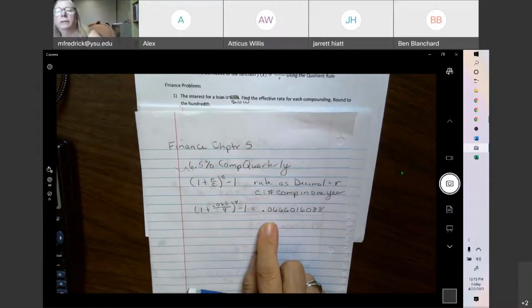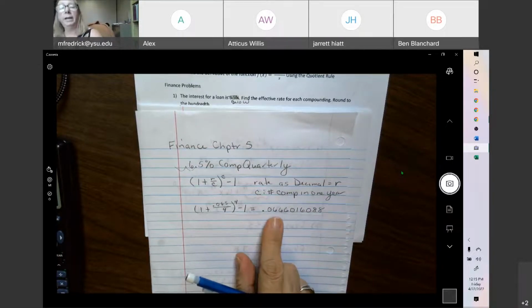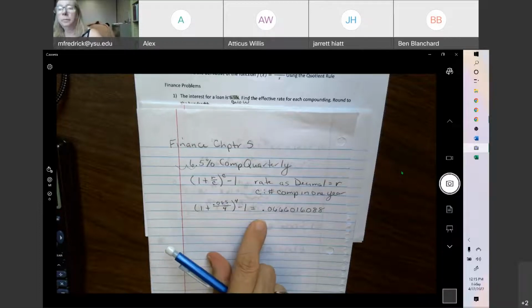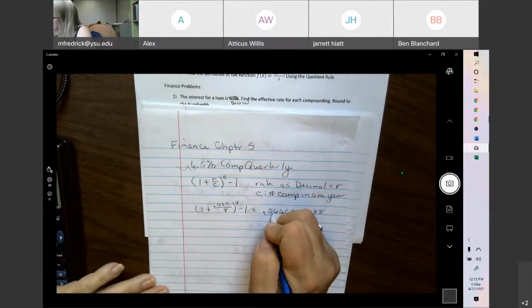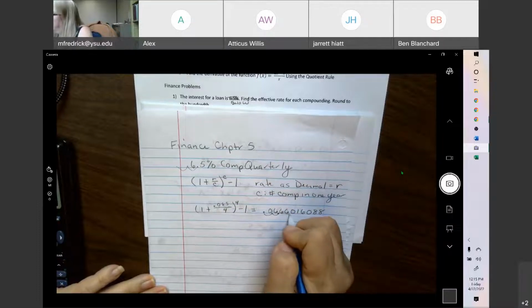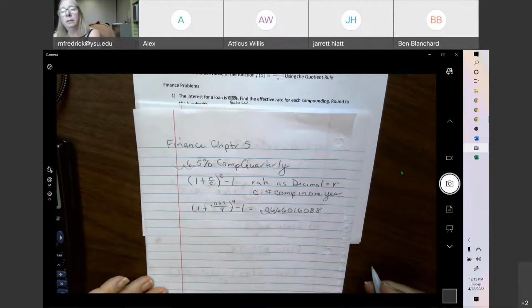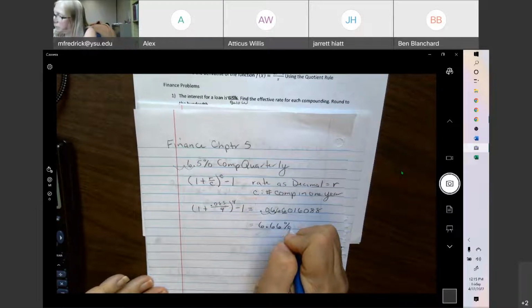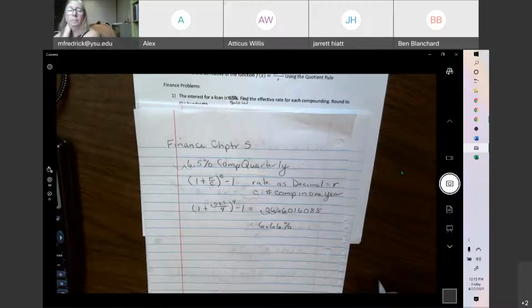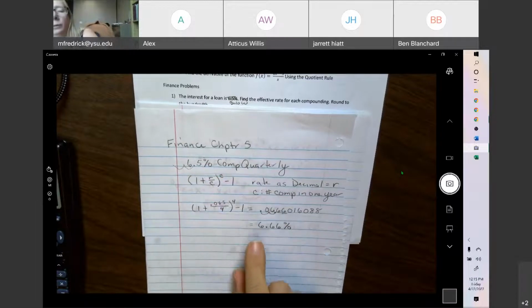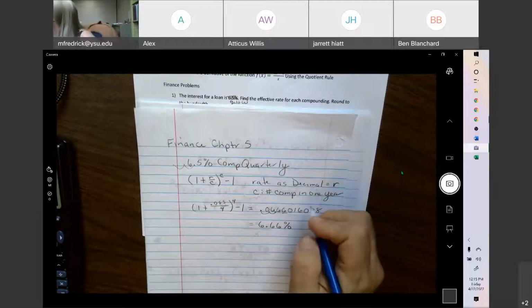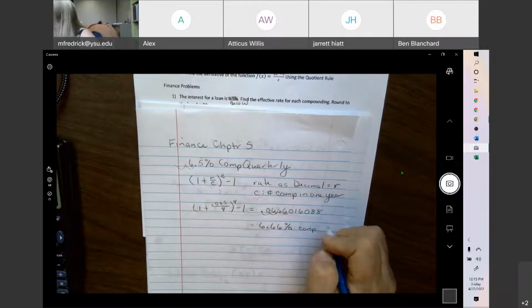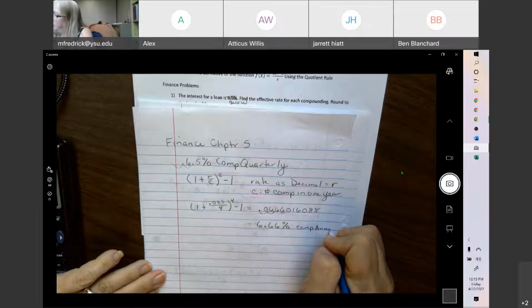So I'm getting this. This is the rate as a decimal. So we need to make it a percent before we round to the 100th. So it equals 6.66%. 6.5% compounded quarterly is 6.66% compounded annually. Approximate.